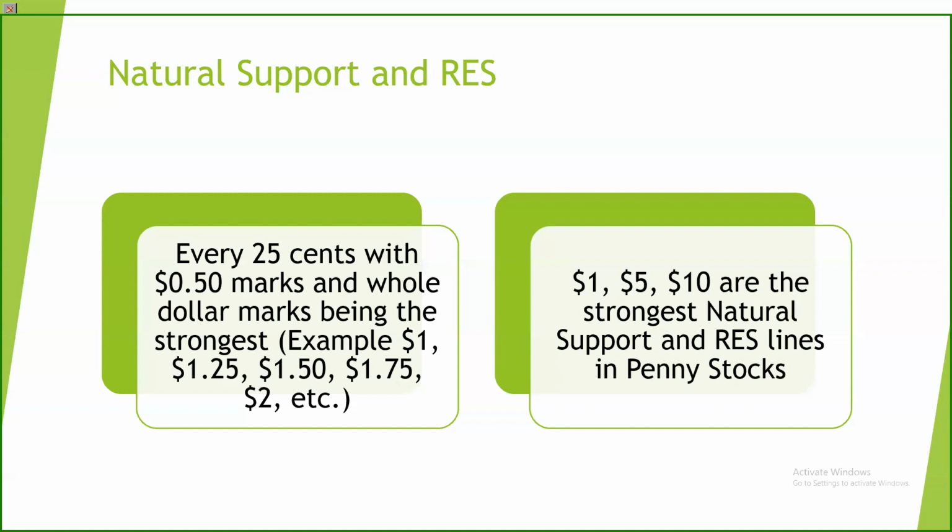Now, think about that for $10. Why would $10 be such a strong resistance line? Well, at $10 we're going from single digits to double digits. Now the stock's going from $9.99 to $10 per share. We're now in the double digits. Now it doesn't seem like much, it's only a penny, but again, it's all psychology.